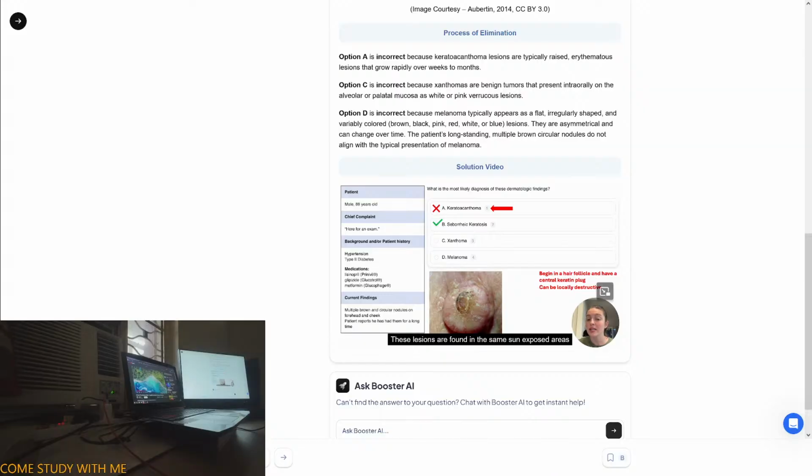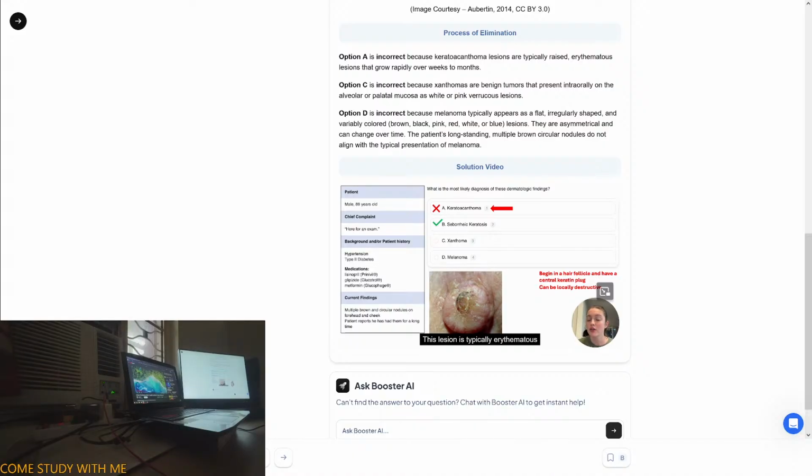These lesions are found in the same sun-exposed areas and are both most commonly seen in older patients. Both lesions are also benign, raised cutaneous lesions, but that's really the extent of the similarities. But how are they different? This has no association with sebaceous glands, but is instead associated with the central keratin plug. This is a rapidly growing lesion and not a slow-growing lesion that would have been present for a long time.